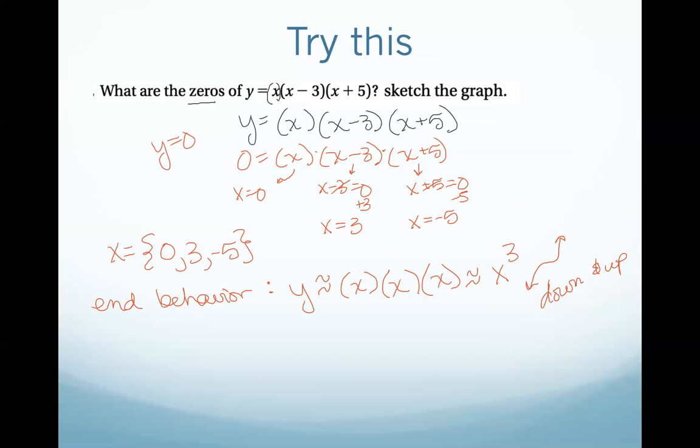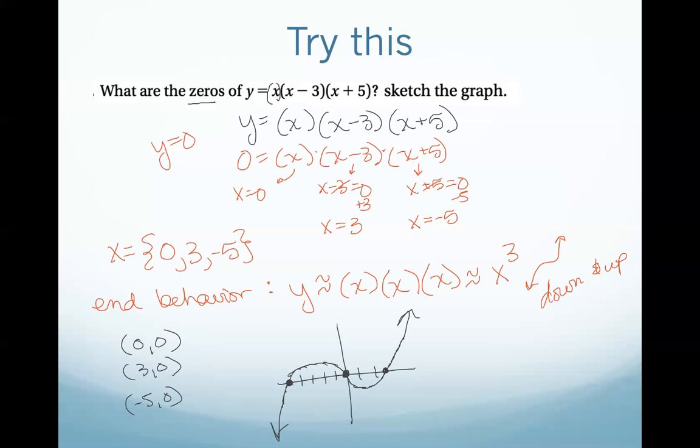To sketch this, I'm going to start with my end behavior, down and up. And then I'm going to graph my x-intercepts. That's 0, 0, 3, 0, and negative 5, 0. 1, 2, 3, 4, 5, 0, 3. Now it doesn't matter which order you graph those points. You should be able to have all 3 of them. And then we're going to play connect the dots. And we end up with a function that looks like this.